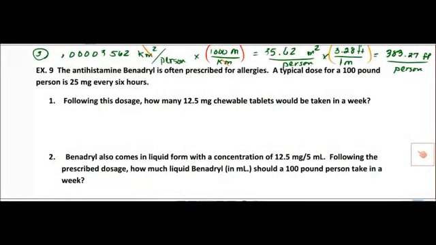For this last example, it's a mixture type problem dealing with the dosage of Benadryl. I would like you to work on this, write down your information, pause the video, and then turn it back on to see if your interpretation of this problem is correct.